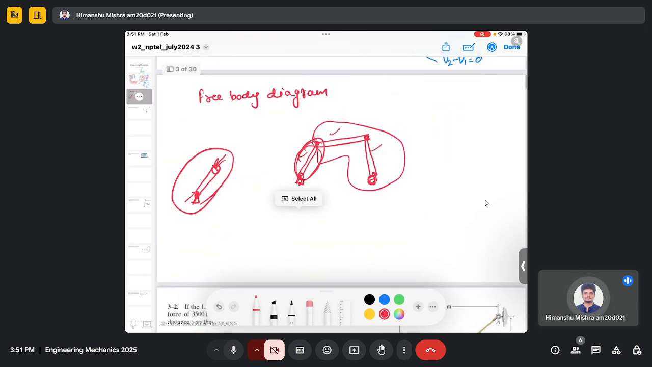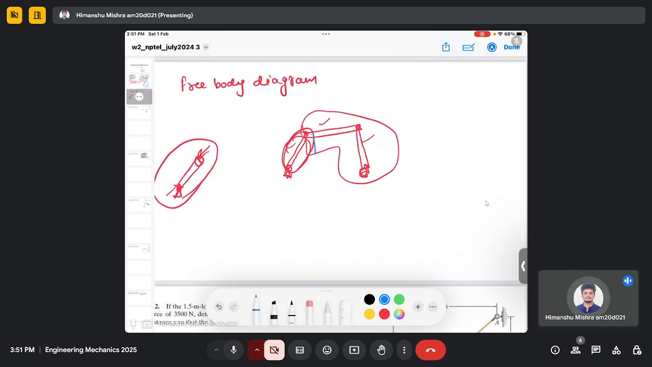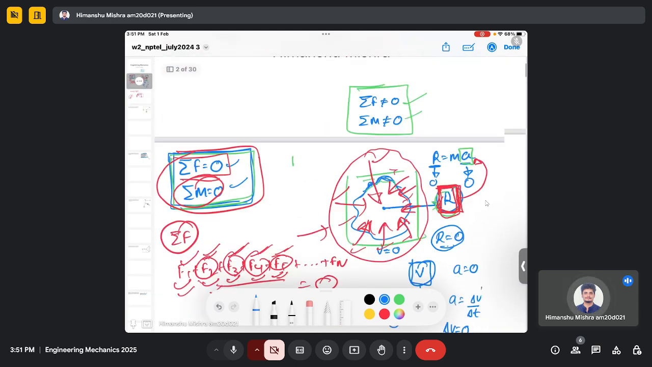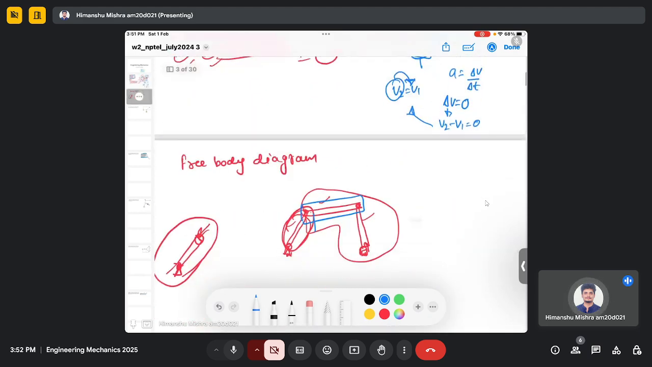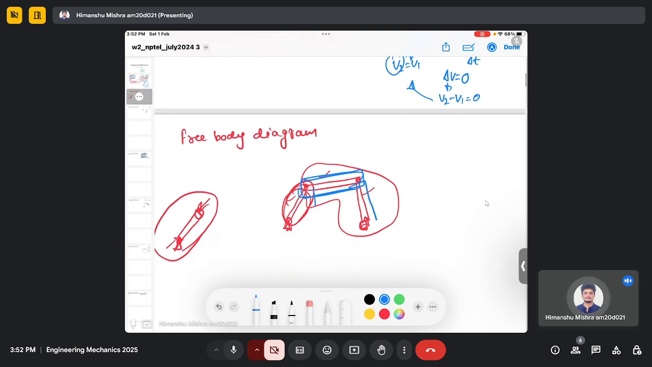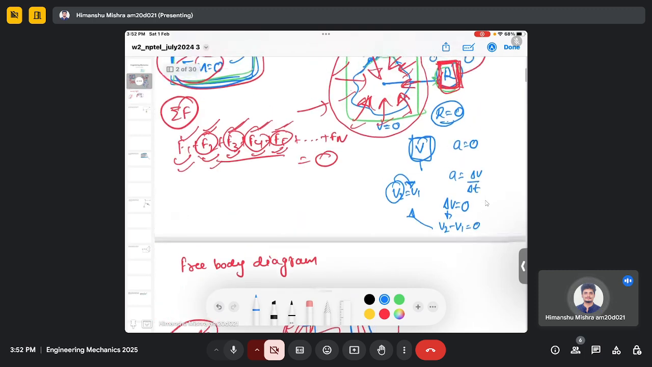Then once you are done with this body, isolate this part of the body and repeat the exercise. Again use this set of equilibrium equations on this body after isolating it, and then repeat this exercise for this one. So this is the traditional method to solve the equilibrium problems.